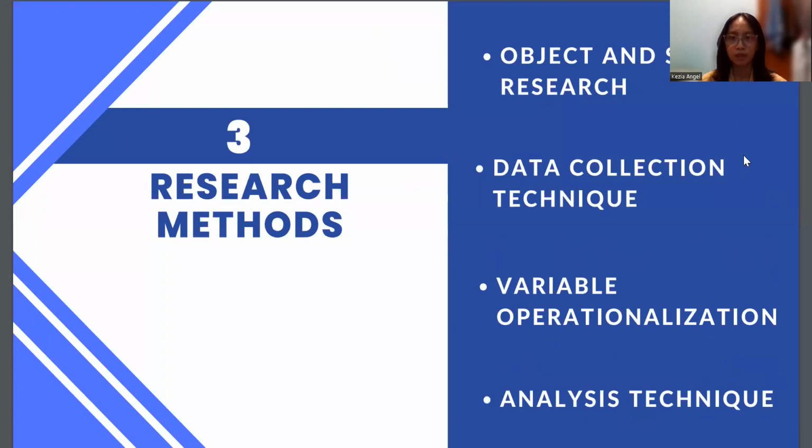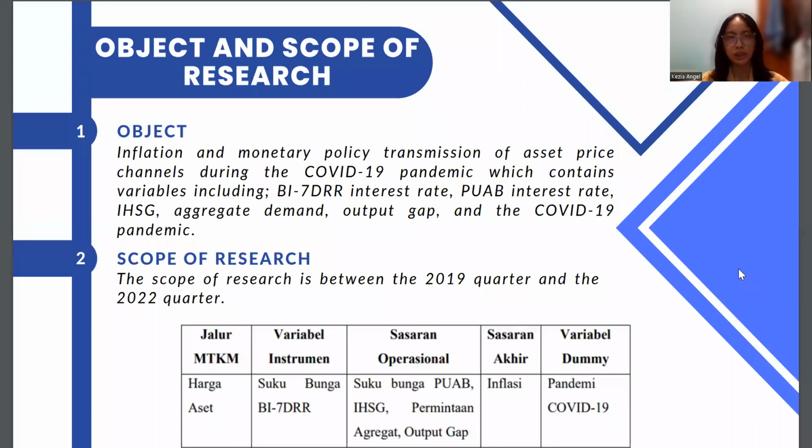The third chapter is research methods. There are object and scope of research, data collection technique, variable operationalization, and analysis technique. Object and scope of research. Object. The object that I used in this research are inflation and monetary policy transmission of asset price channels during the COVID-19 pandemic, which contains variables including BI 7 days reverse repo rate interest rate, PUAB interest rate, IHSG, aggregate demand, output gap, and the COVID-19 pandemic itself.